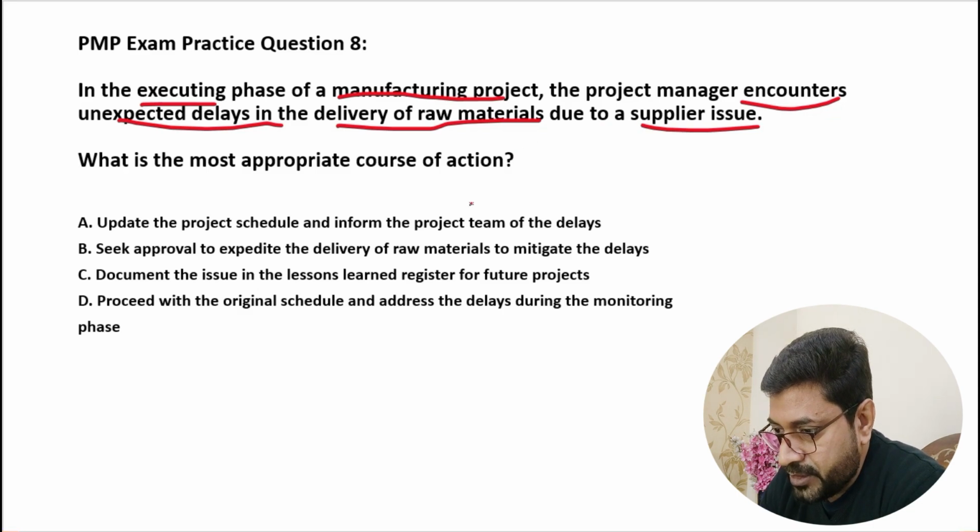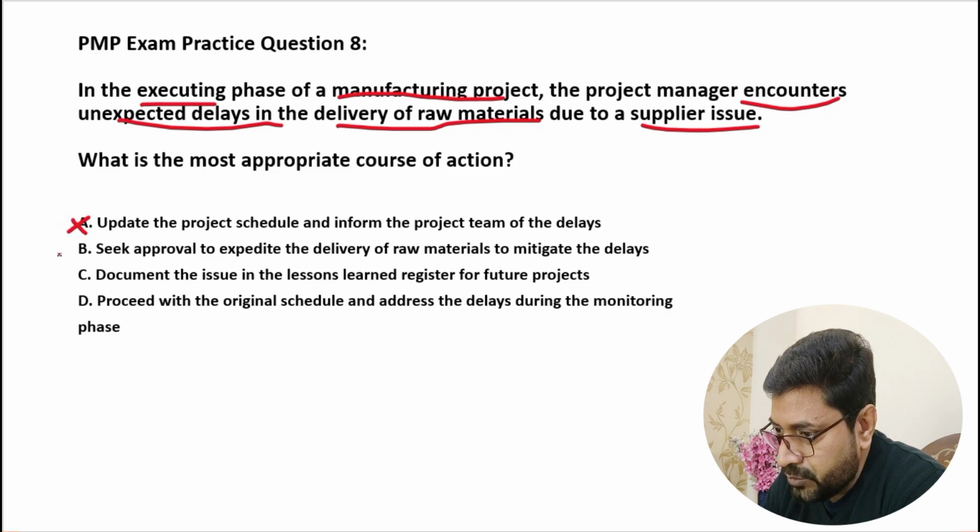Okay, so option A talks about updating the project schedule and informing the project team of the delays. Not the wise option, because we can do something about it. Why just leave it like this and update the project team about the delays? Without doing anything, this option is not the wise option. So let's not go with this option as of now.